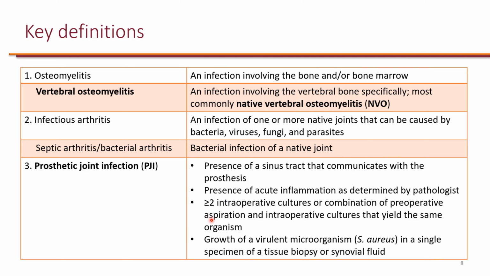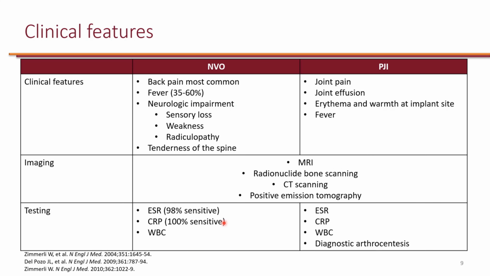By aspiration, I'm referring to basically when we draw fluids from the joint, so synovial fluid aspiration. We will focus on native vertebral osteomyelitis and prosthetic joint infection. Let's take a look at the clinical features.